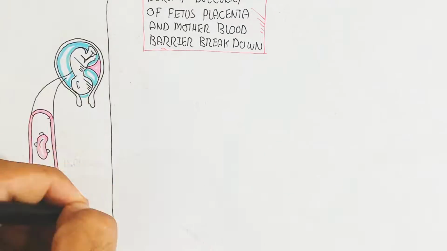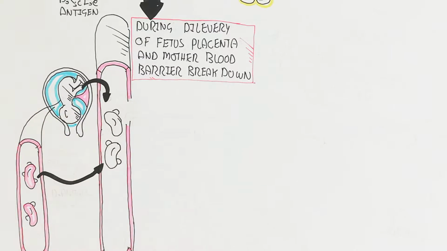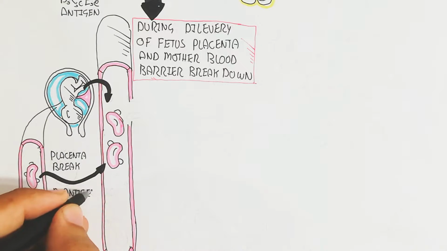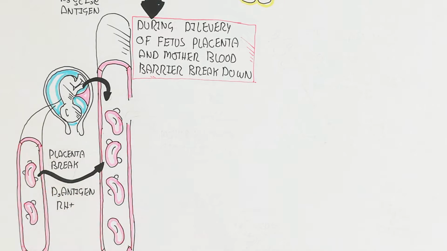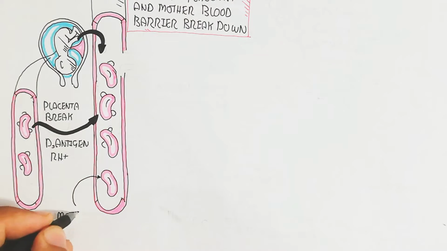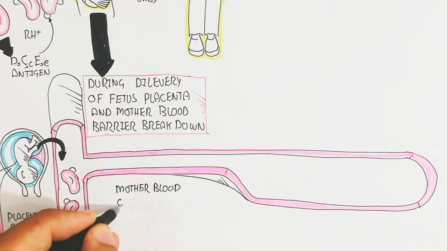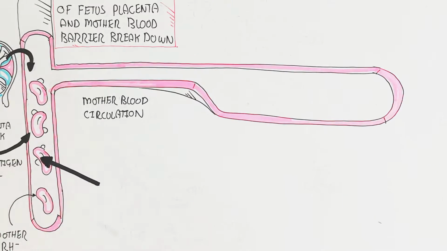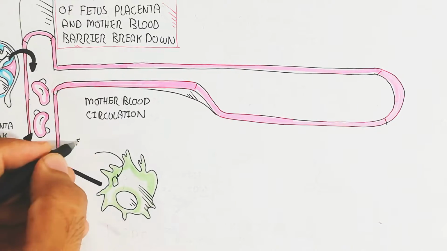So the fetal blood circulatory system will not normally pass through the placenta into the mother's circulation, but eventually during delivery, the placenta breaks and the blood can be transfused into the mother's circulatory system. The mother contains Rh negative, which means no antigen is present, but the fetus contains Rh positive, meaning the D antigen is present. So when this RBC enters the mother's blood circulation, the antigen presenting cell will be activated.